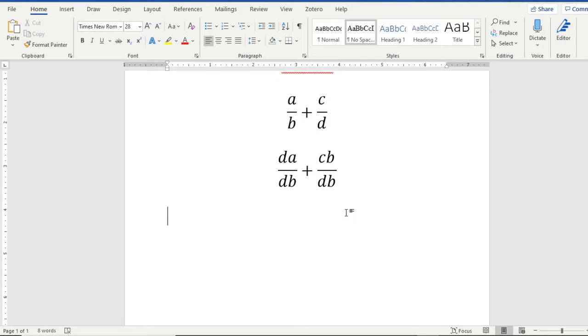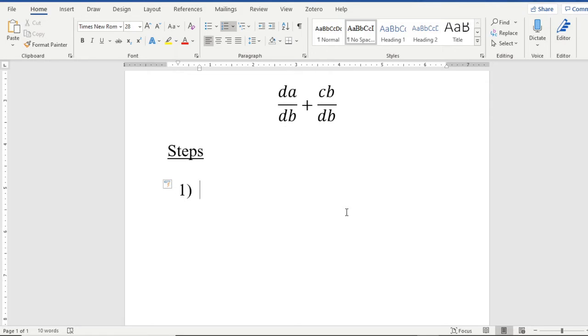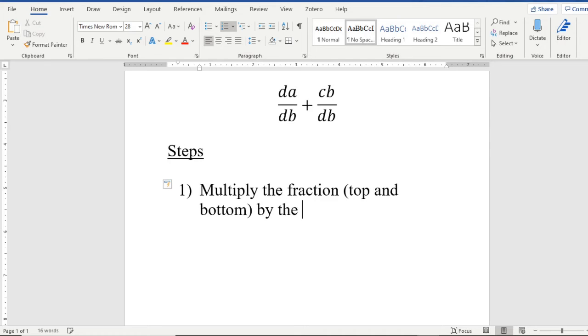Alright, so let's draw some steps out for this. Basically just writing out what I just did. So steps. Step number 1, we're going to multiply the first fraction, top and bottom, by the bottom number of the second fraction. Okay, so what we did right here, we took this fraction, multiplied the top and the bottom by the d.